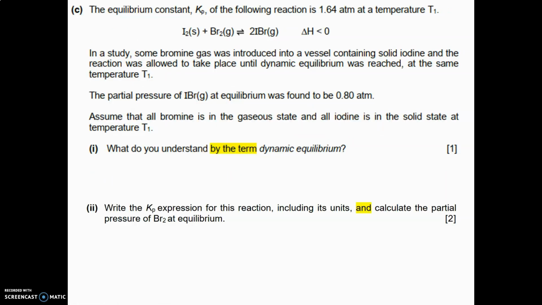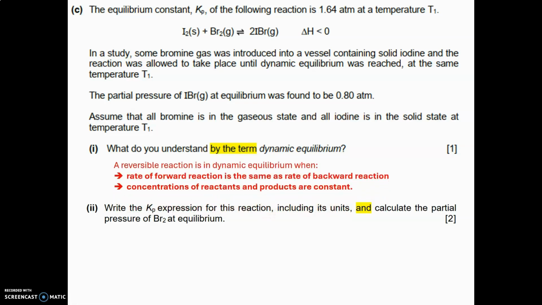Part C is a question on chem equilibrium. So part 1, what is the term dynamic equilibrium? This is a common definition question and it appeared in the review test as well. So there are 2 points that I must see in the answer. First point is about the rate of the forward and backward reaction in a reversible reaction, that both rates are the same. Second point concerns the concentration of products and reactants, which is that the concentration of both products and reactants remain constant.